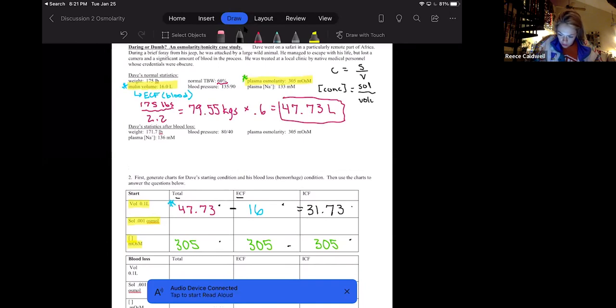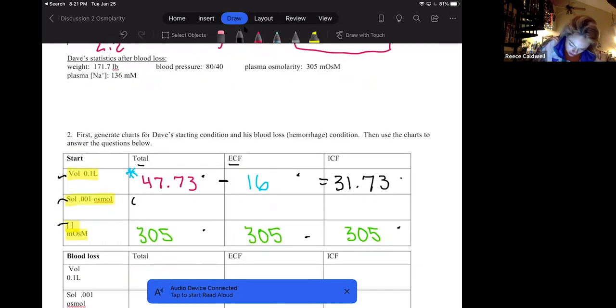So volume. Solute over volume. And if you look at our chart here, our three variables are volume, solute, and concentration. So all we need to do is plug these variables into this equation and we will be able to solve. So C equals S over V. I'm going to write that here.